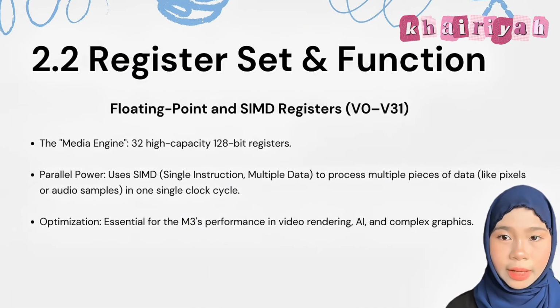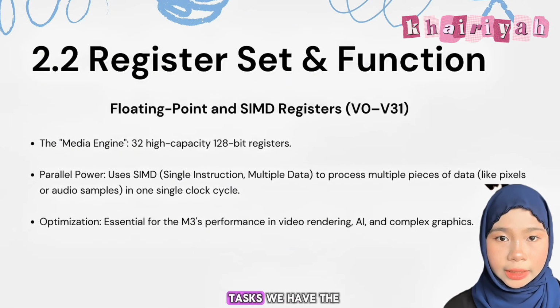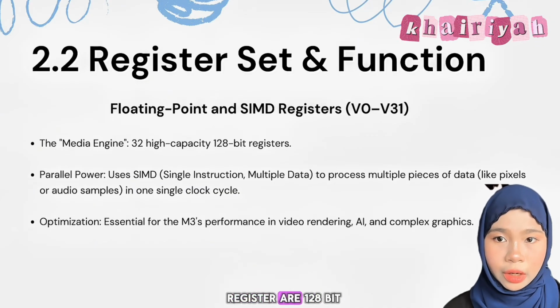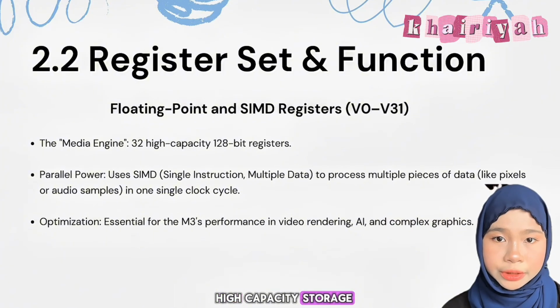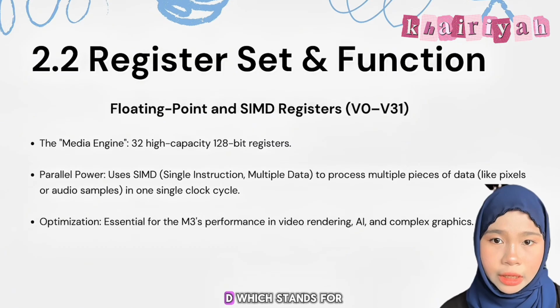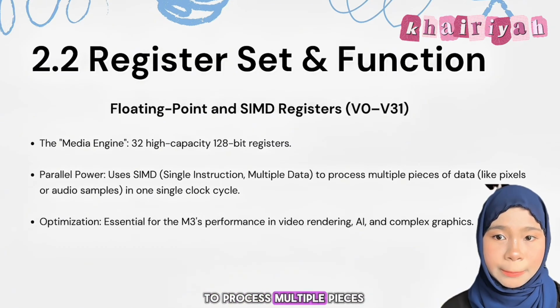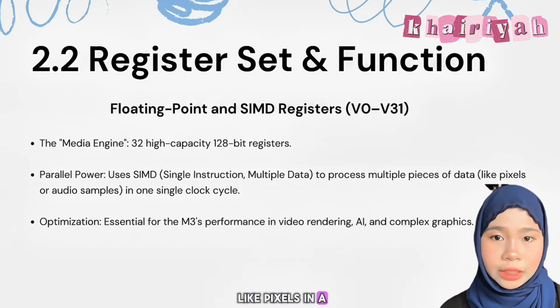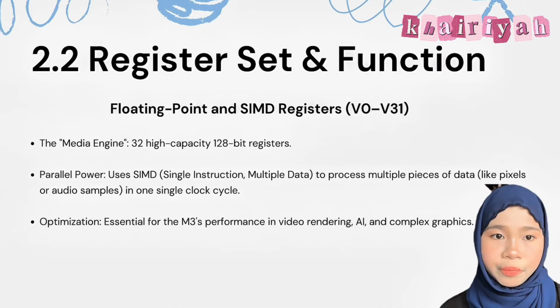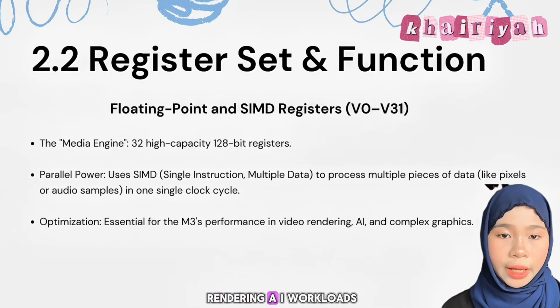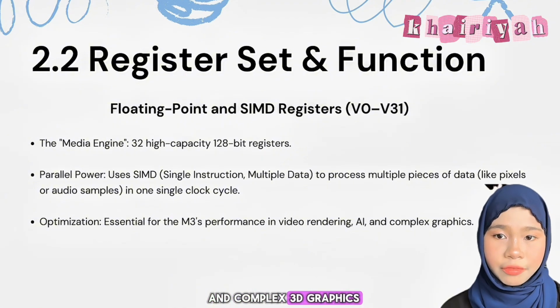Finally, for the most demanding tasks, we have the floating point and SIMD registers. These 32 registers are 128-bit high-capacity storage, often referred to as the media engine. They utilize SIMD, which stands for Single Instruction Multiple Data. This allows the chip to process multiple pieces of information, like pixels in a 4K video or samples in an audio file, in one single clock cycle. This optimization is exactly why this architecture excels at video rendering, AI workloads, and complex 3D graphics.